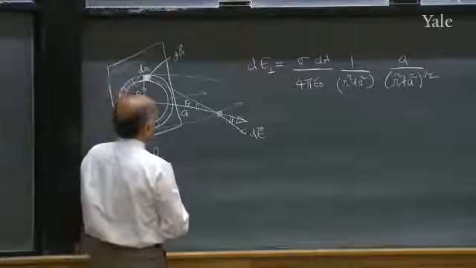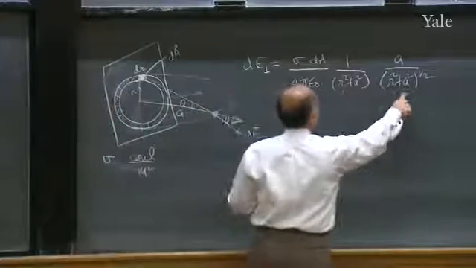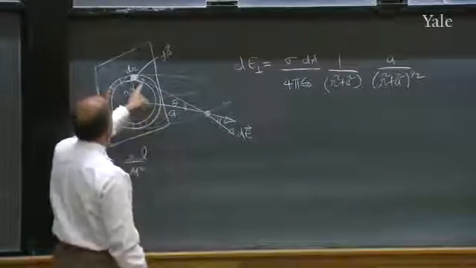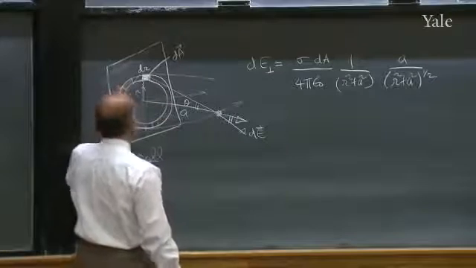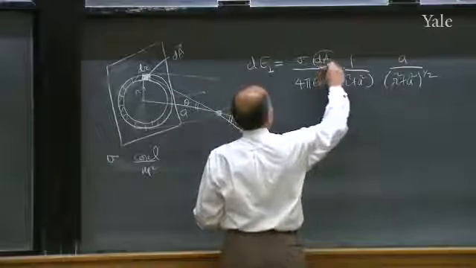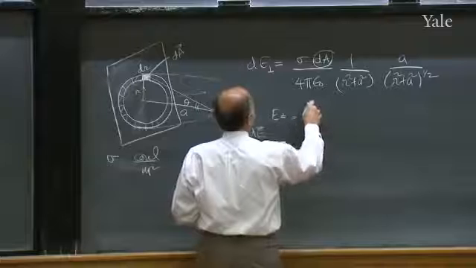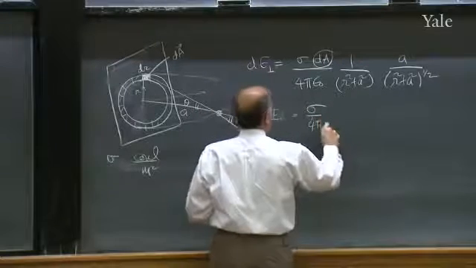What will their contribution be? For every one of them, this factor r squared plus a squared to the 3 over 2 is the same. They all contribute to the same factor. So when I add the shaded region, I'll just get the area of the shaded region. All these dAs, if you add them up, what will I get? It will be sigma over 4 pi epsilon 0.